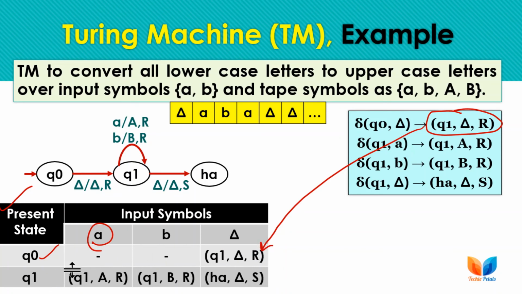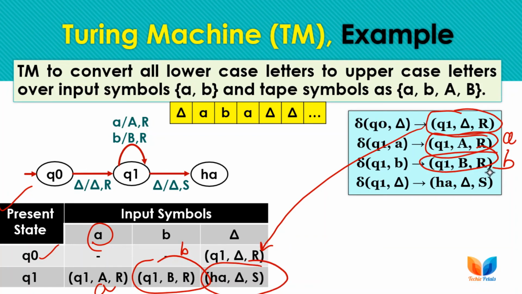Next move is right. From Q1 we have these three transitions: this is for A, this is for B, and this is defined as this, and this is for the acceptance or the halt state, to move the state to the inactive state. So this is the corresponding transition. Simply, we have defined these transitions in the transition table.